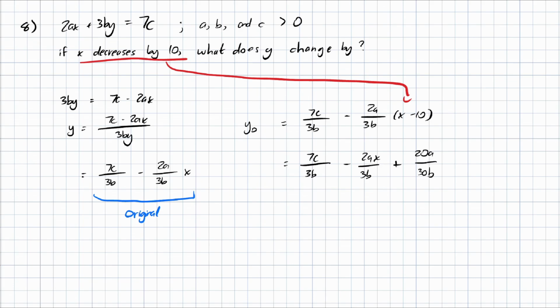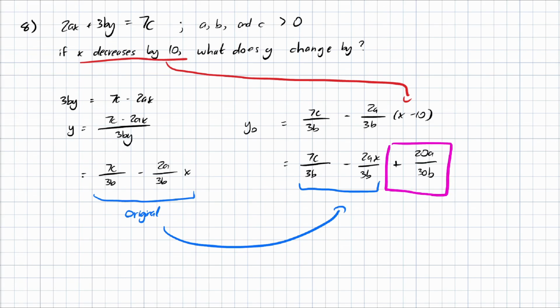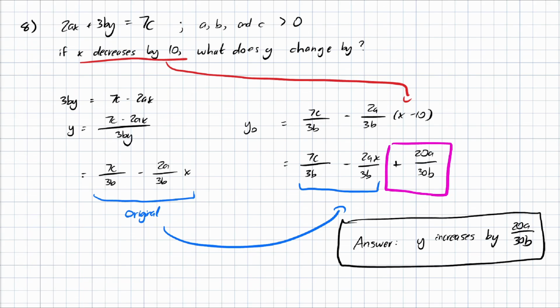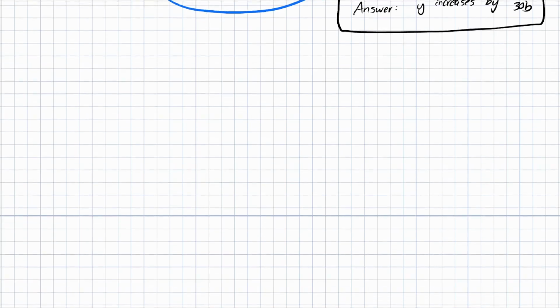Okay. Now you see, right, that you have your original equation over here, and this is the difference I'm looking for. So my answer is y increases by 20a over 30b. That is my answer. Number 8. All right, off we go to number 9.